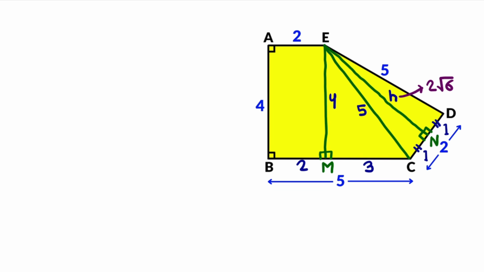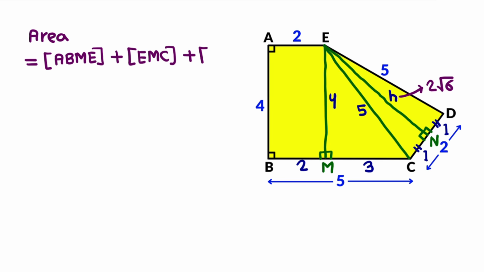Now we're ready for the final step. We'll find the area of each piece and add them together. The total area equals the area of rectangle ABME plus the area of triangle EMC plus the area of triangle ECD. First, the rectangle. Its base is 2 and its height is 4. So its area is 2 times 4, which equals 8.